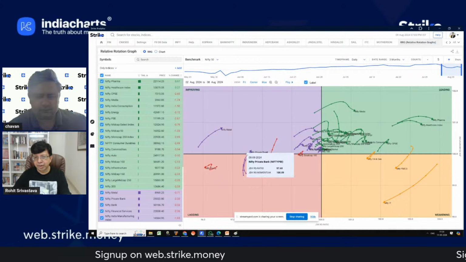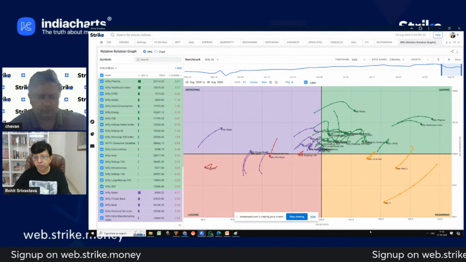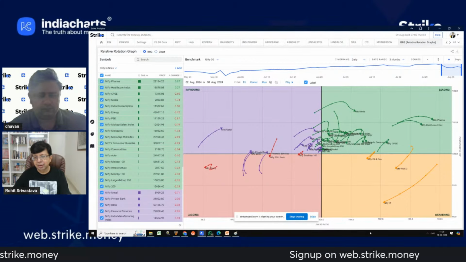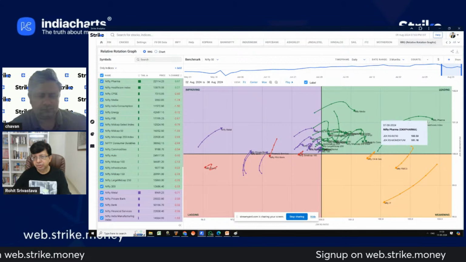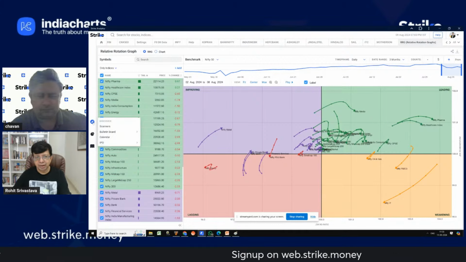So when you're looking at RRG, you're already looking at a combination of relative strength and momentum. That is how these quadrants are built. When you're at the right hand top of the quadrant, you're essentially saying that both the momentum and relative performance are high.